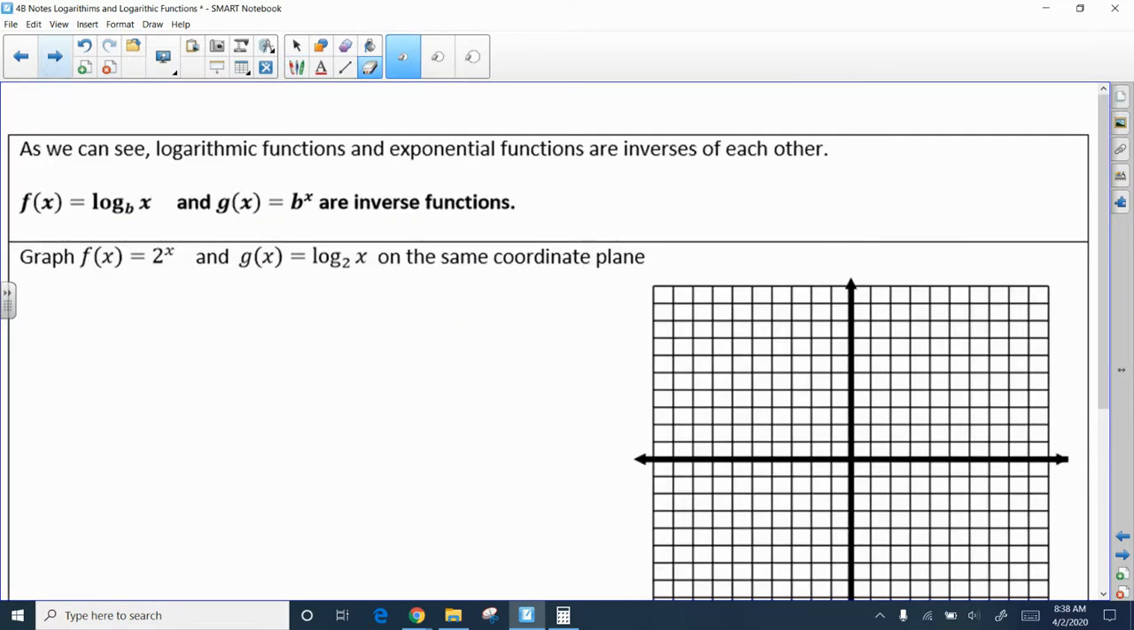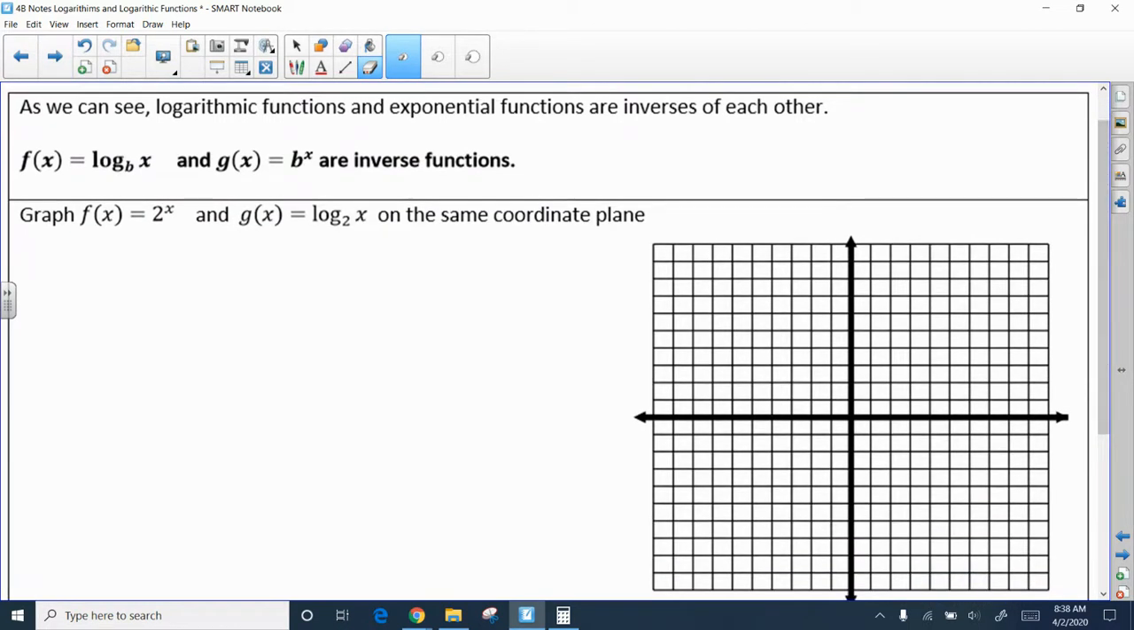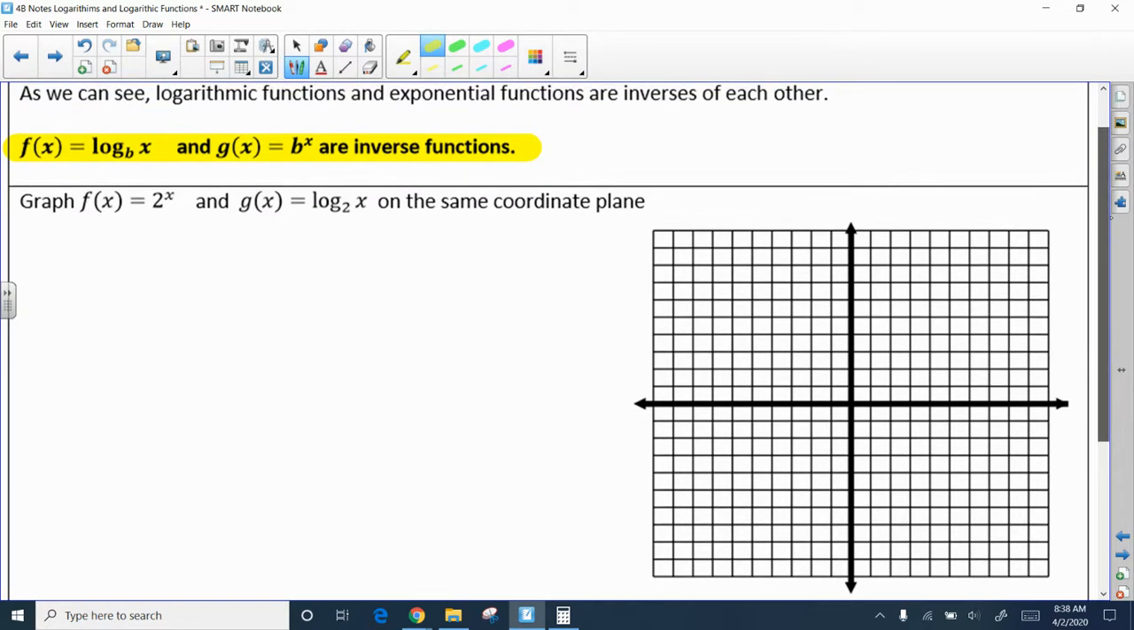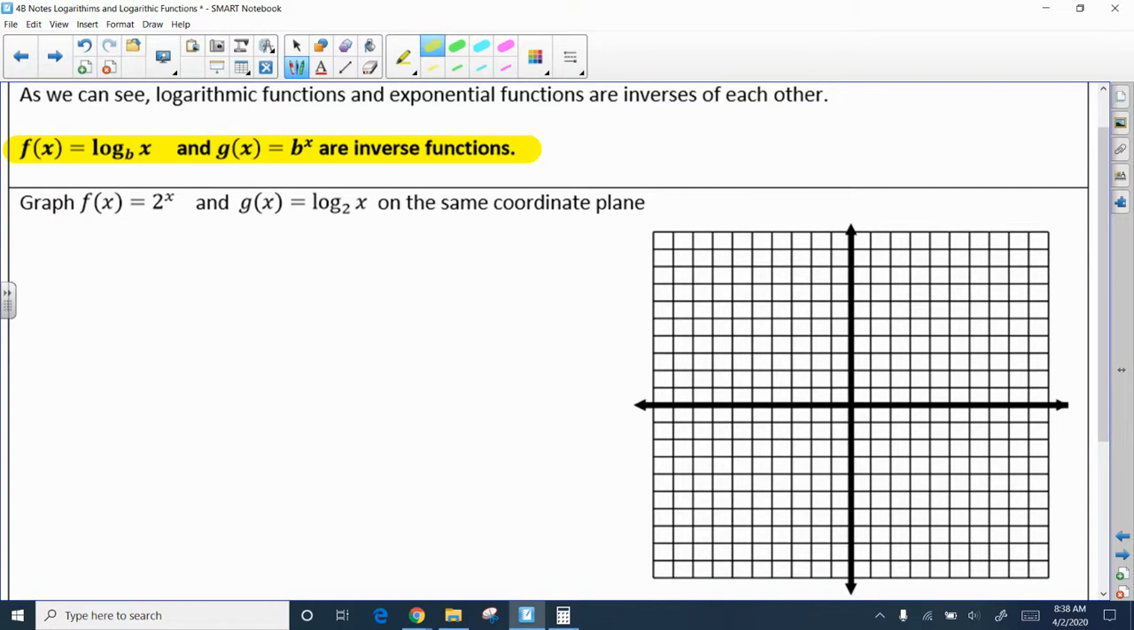So let's graph. As we just saw, logarithmic functions and exponential functions are inverses of each other. So f of x equals log base b of x, and g of x equals b to the x power are inverse functions. So if we can graph one, we can graph the other by just switching the inputs and outputs. All right, so we're going to graph f of x equals 2 to the x power and g of x equals log base 2 of x on the same coordinate plane. All right, let's make a table. Well, not really a table, but let's find some coordinate points on this function.